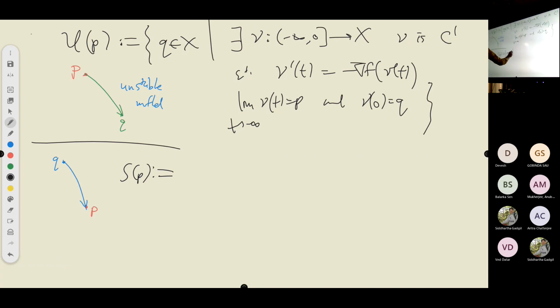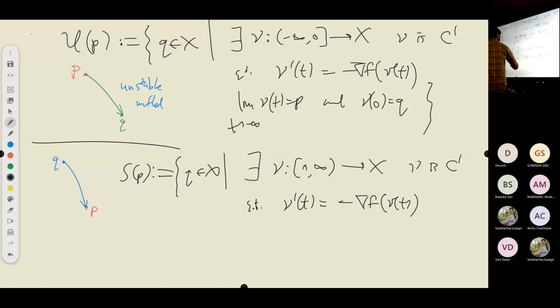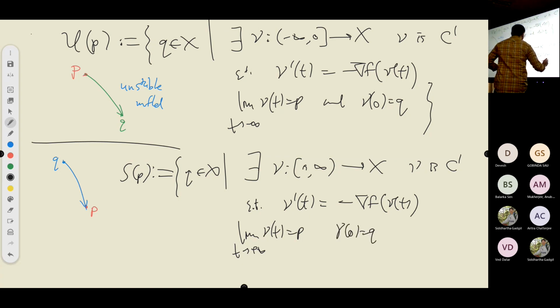Again, Q belonging to X is that there exists some trajectory, this time from 0 to infinity, such that it satisfies the same differential equation, with limit as T tending to plus infinity of the trajectory at T equal to P, and at 0 equal to Q. For the stable manifold.